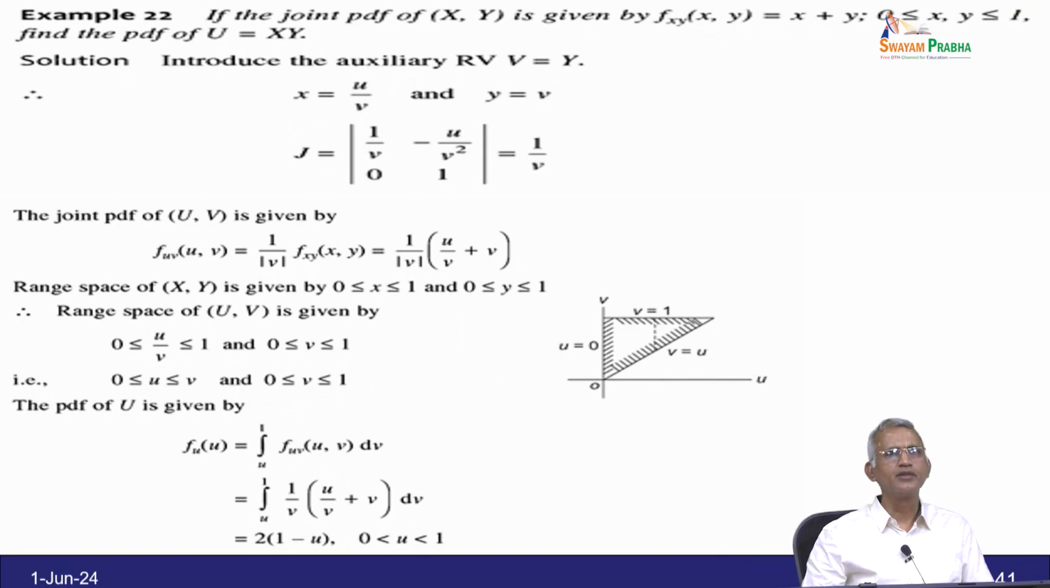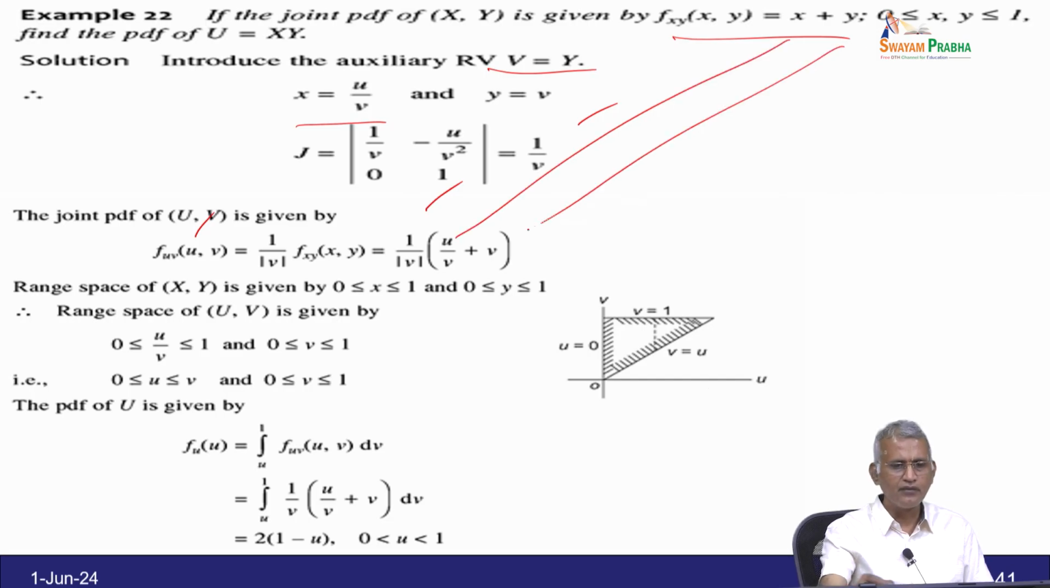Next, the joint probability density function f of x comma y is x plus y, and find the probability density function of U equal to the product of X Y. So, here V equal to Y and, since the product is XY, x equal to u by v and y equal to v, and applying the Jacobian transformation, we have 1 by v. So, we have the joint PDF f of u comma v is modulus of 1 by modulus of v into f of x comma y. So, in f of x comma y, x is u by v, substitute here, and y is v, substitute here, and modulus of v is kept as it is.